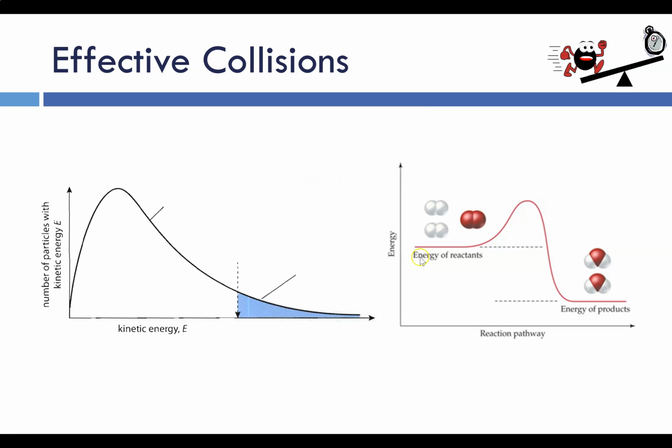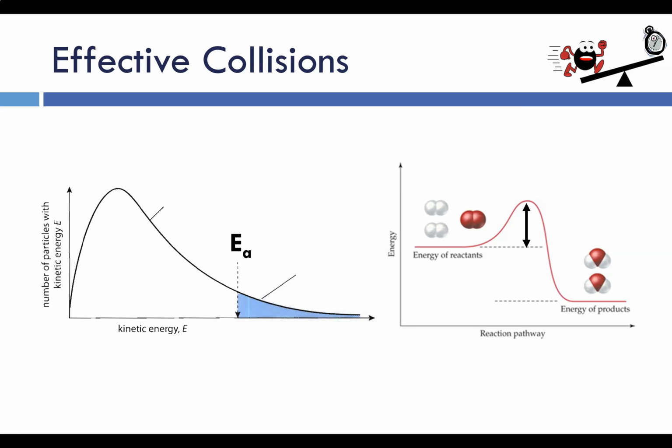Okay, so we've got these two different diagrams. Hopefully the one on the right looks very familiar. That is our potential energy diagram. The one on the left is showing a relationship between kinetic energy and the number of particles with that kinetic energy. So if the temperature of a substance is 50 degrees Celsius, not every single particle is at 50 degrees Celsius. You've got this distribution. This dotted line with the arrow represents our activation energy. So if we go over to our potential energy diagram, hopefully you remember that the activation energy is represented by this arrow.